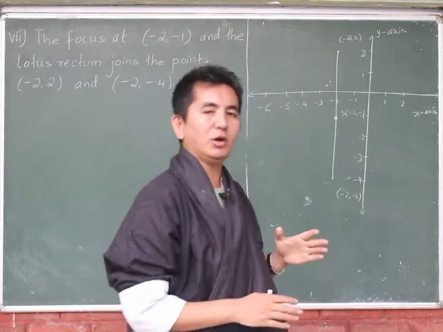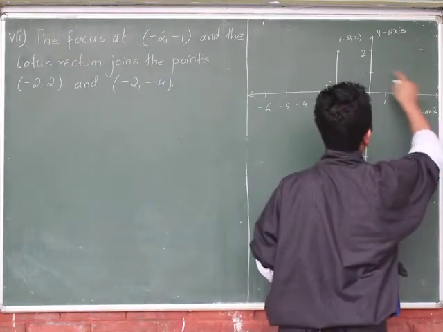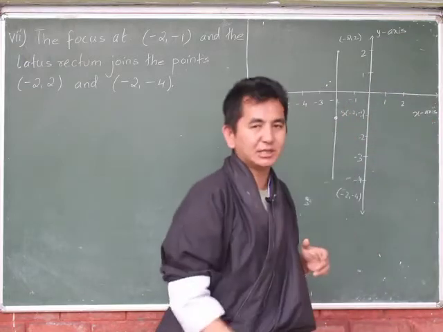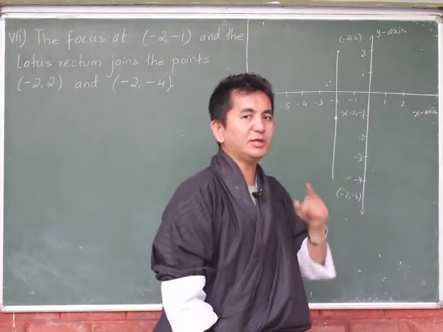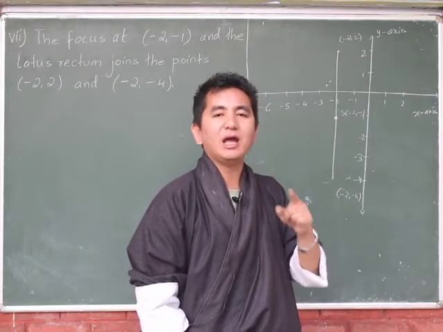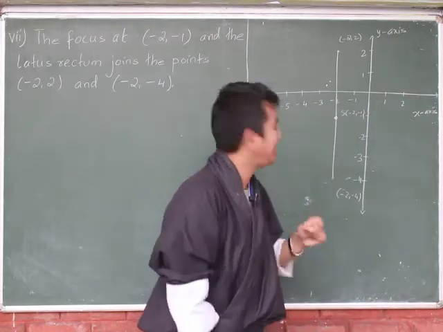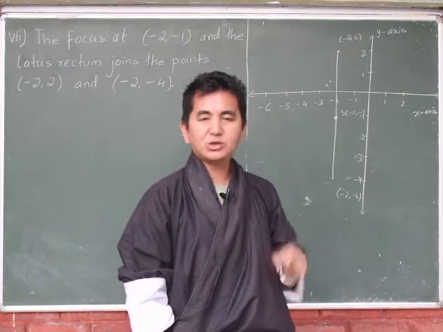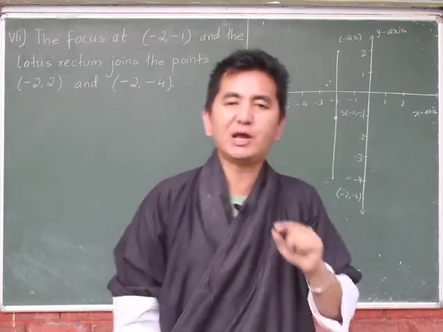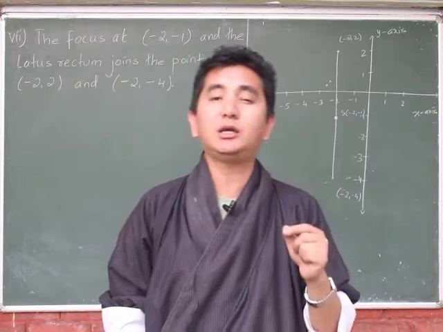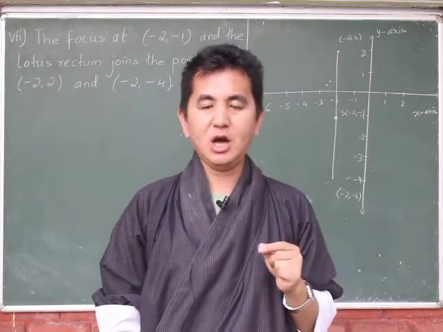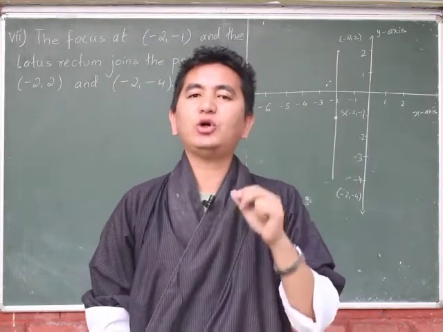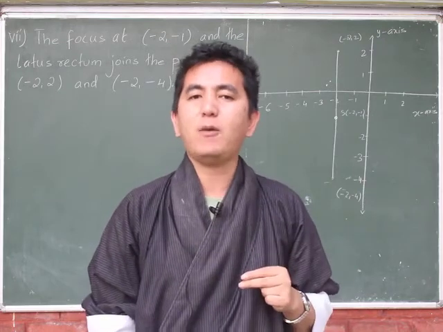Up and down, no chance, because up and down means the latus rectum should intersect the y-axis. If it is concave up or concave down, it should intersect the y-axis. But here the latus rectum is intersecting the x-axis. So we have 2 possibilities. It can be concave right or it can be concave left. So in this case, you are going to get 2 equations of parabola.